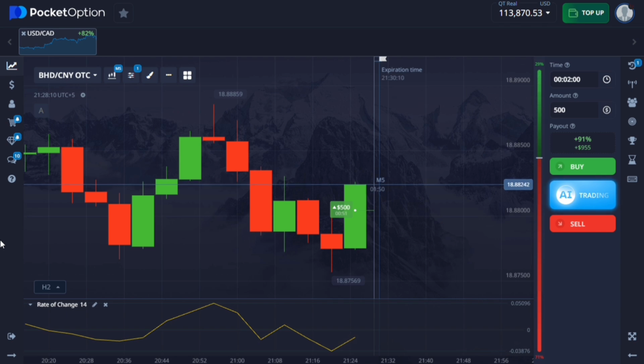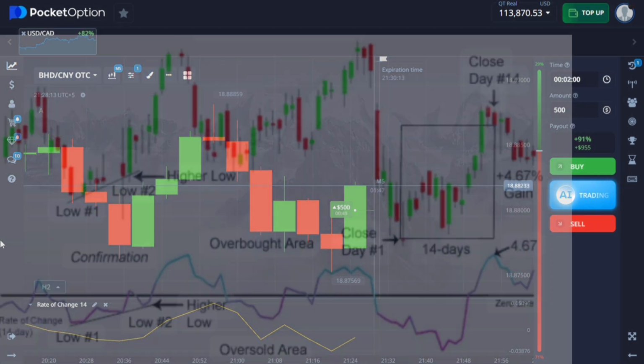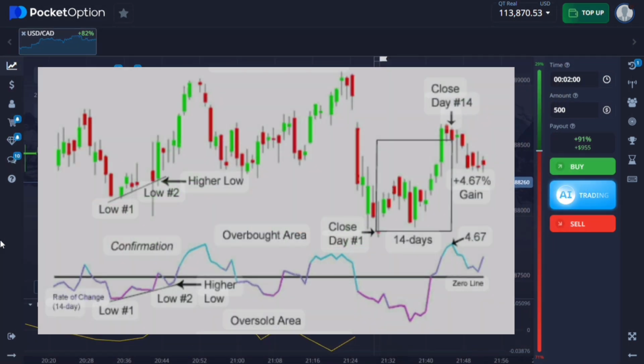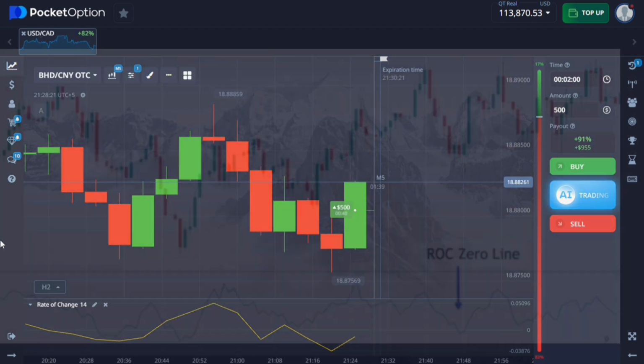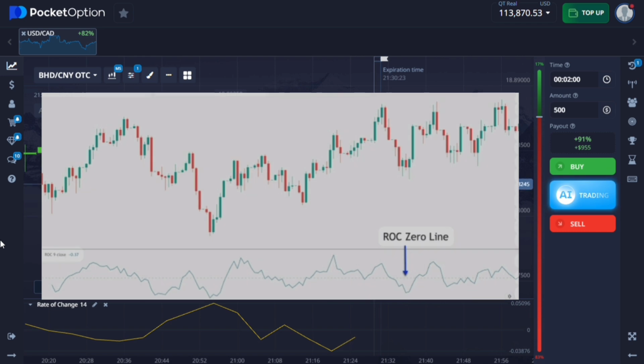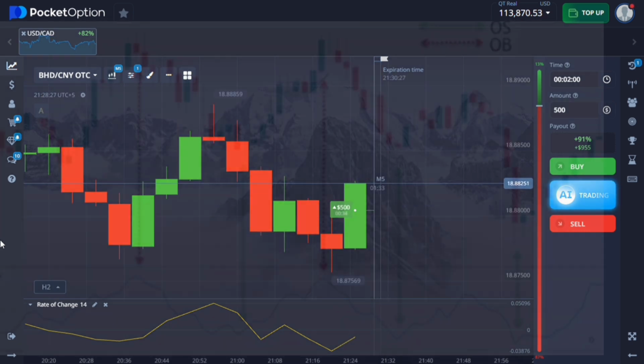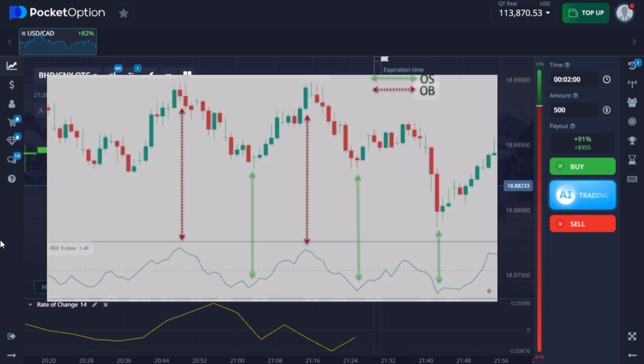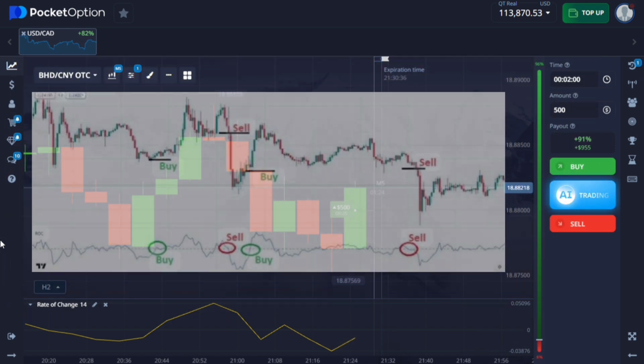One of the most popular ways to use the ROC is to identify trends and trend reversals. When the ROC is above 0, it indicates that the price is rising. Conversely, when the ROC is below 0, it indicates that the price is falling. The ROC can also be used to spot potential reversals. When the ROC reaches an extreme level, it can indicate that the trend is about to reverse.